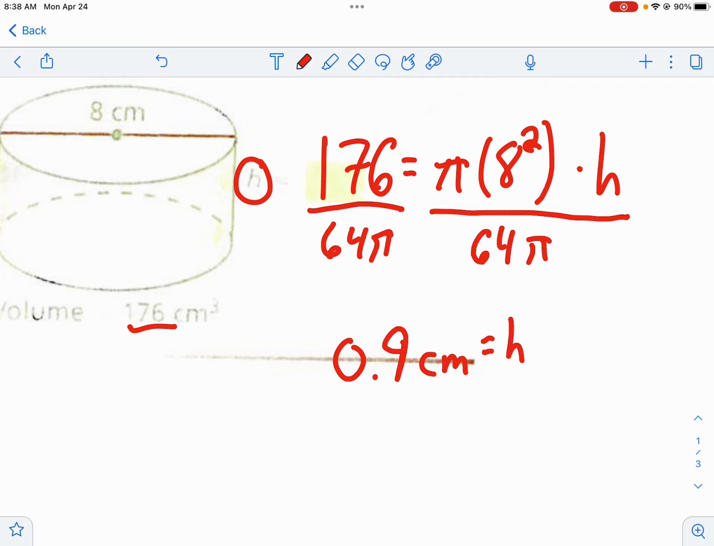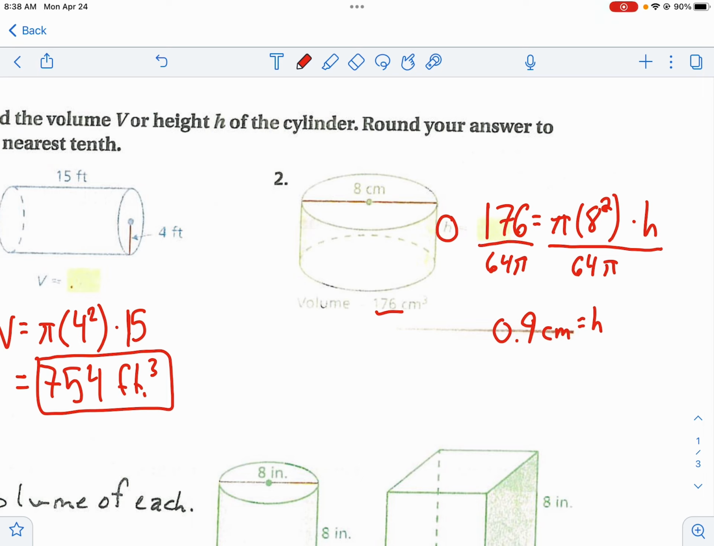centimeters is my height. We can always check our work by plugging that back in and making sure it equals 176. That'd be 64 pi times 0.9, which is about 180. If we round that, we would get our answer, right? We rounded that to 0.9. So if I do 64 pi times that 0.875 number, that'll give me 176. So I checked it, all good.